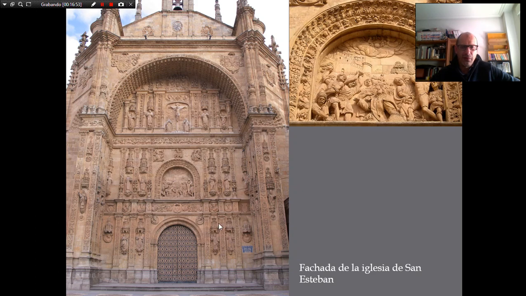We have figures of different saints here, and in the center, as the church is dedicated to Saint Stephen, what we have here is the death of Saint Stephen. He was stoned and is the first martyr of the Catholic Church, Saint Stephen. So young. Okay, more figures, and a figure of Jesus Christ crucified with the Virgin and Saint John, something that we saw in other places.